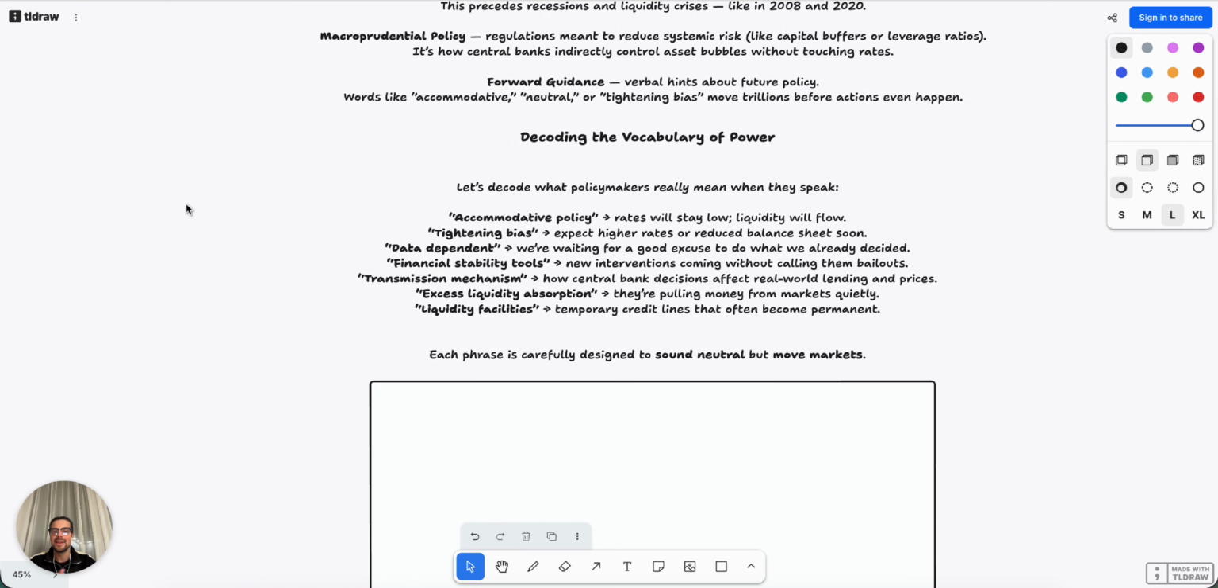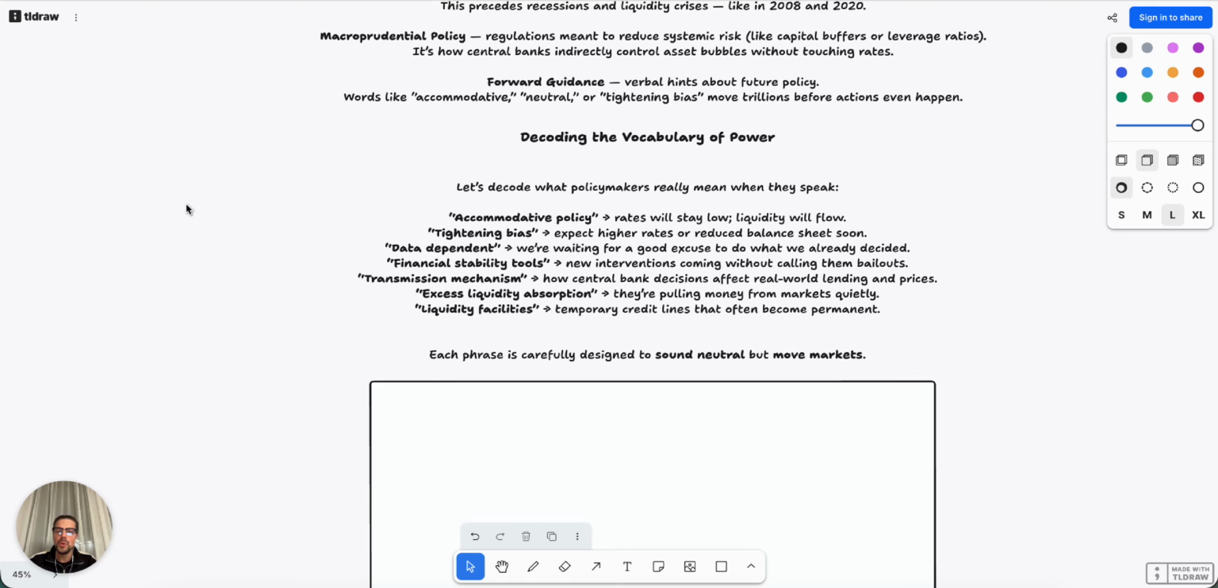Moving forward, decoding the vocabulary of power. So let's decode what policymakers really mean when they actually speak. Accommodative policy means the rates will stay low, liquidity will flow, right? The tightening bias: expect higher rates or a reduced balance sheet soon, okay? So asset prices will go down. Data dependent means that we are waiting for a good excuse to do what we already decided. Okay, data dependent. The Fed is using this all the time. Financial stability tools.